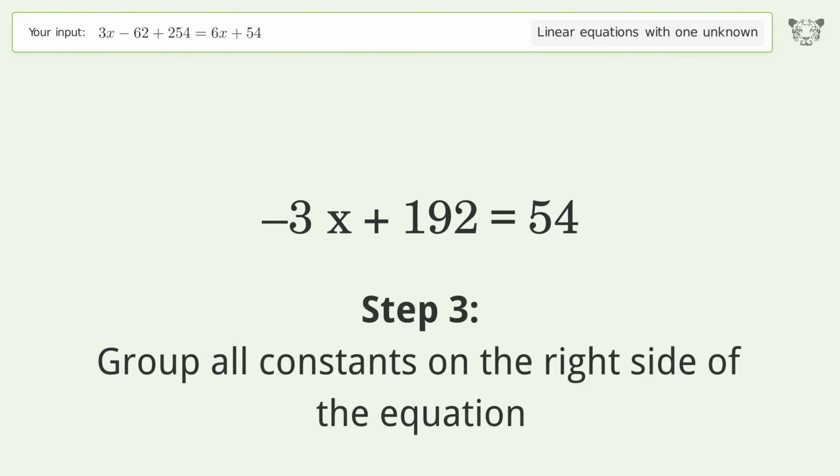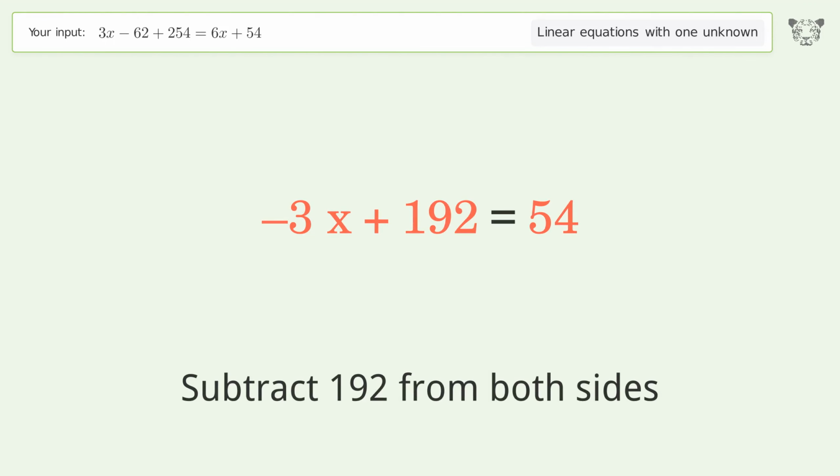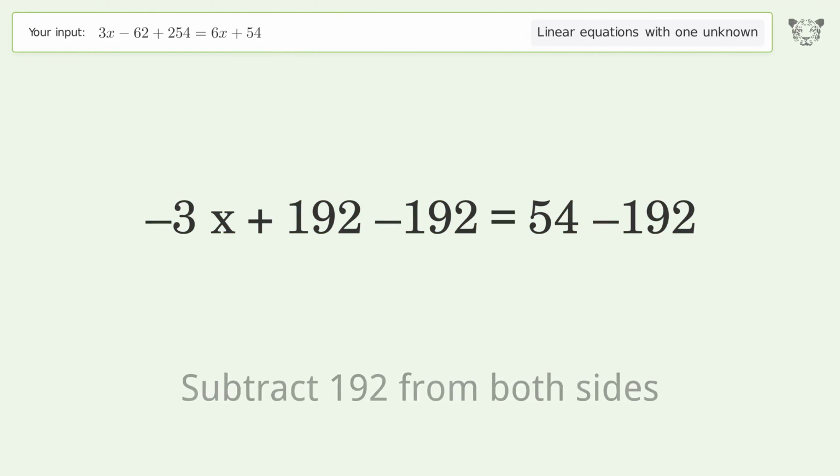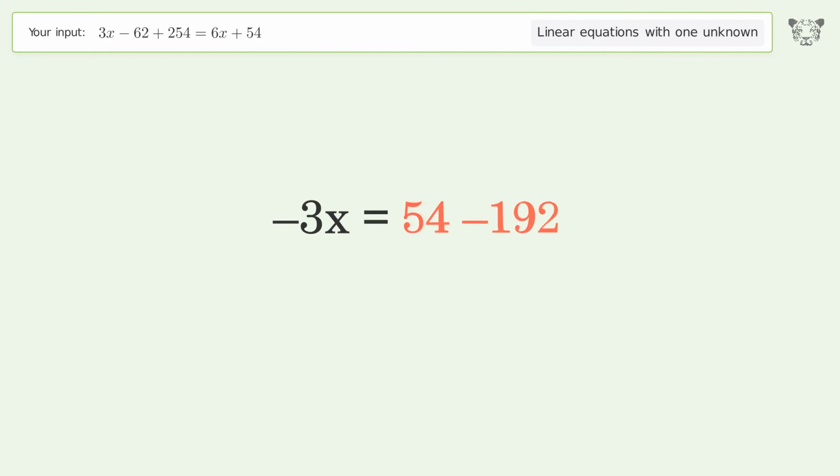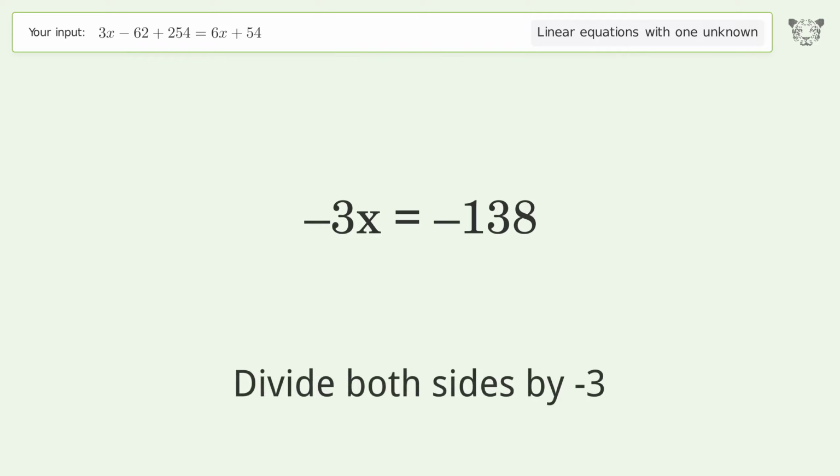Group all constants on the right side of the equation. Subtract 192 from both sides. Simplify the arithmetic. Isolate the x. Divide both sides by -3.